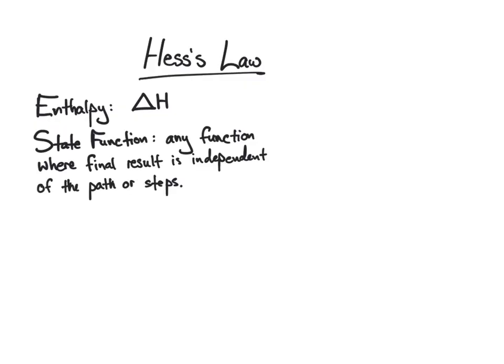A state function is any function where the final result is independent of the path or steps taken to get there. All right, let's give an example of a state function. Let's suppose that you are trying to drive from one place to another. The two places might be a house and, well, another house. Yay, two houses. Very simple. All right, and there are two ways to get there.